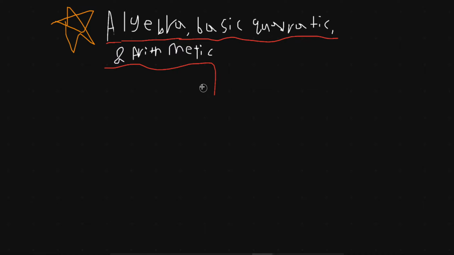Today we're just going to be learning about basic algebra, basic quadratics, and arithmetic. So let's start with arithmetic. Continuing on from the previous video, we covered adding and subtracting negative numbers, right? Well, if we go further, we can get to multiplying and dividing negative numbers. So let's start with just multiplication.